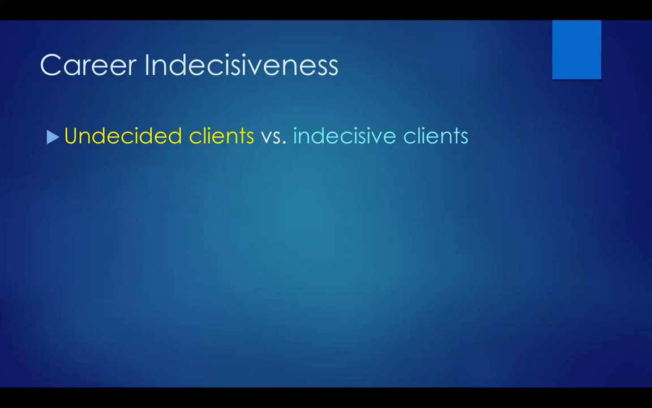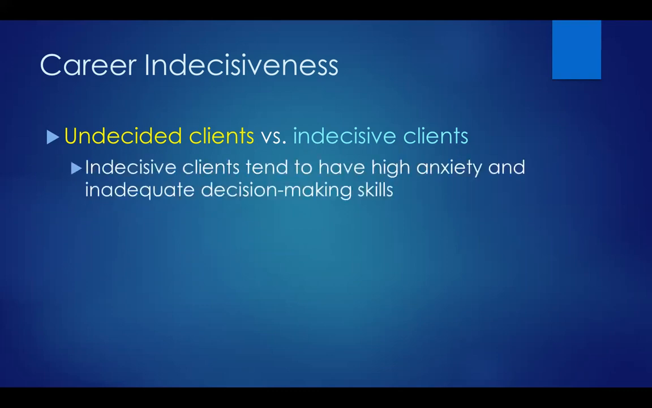They're just undecided. Or there's the indecisive clients who likely have a lot of anxiety and might struggle with some decision-making skills. They jump back and forth. These are the people who switch majors multiple times because they can't make up their mind. And career counselors should know, okay, these are two different types of clients that might need different skills. It's not just exposing them to different careers and figuring out what they want, but how do they go ahead and make those decisions?